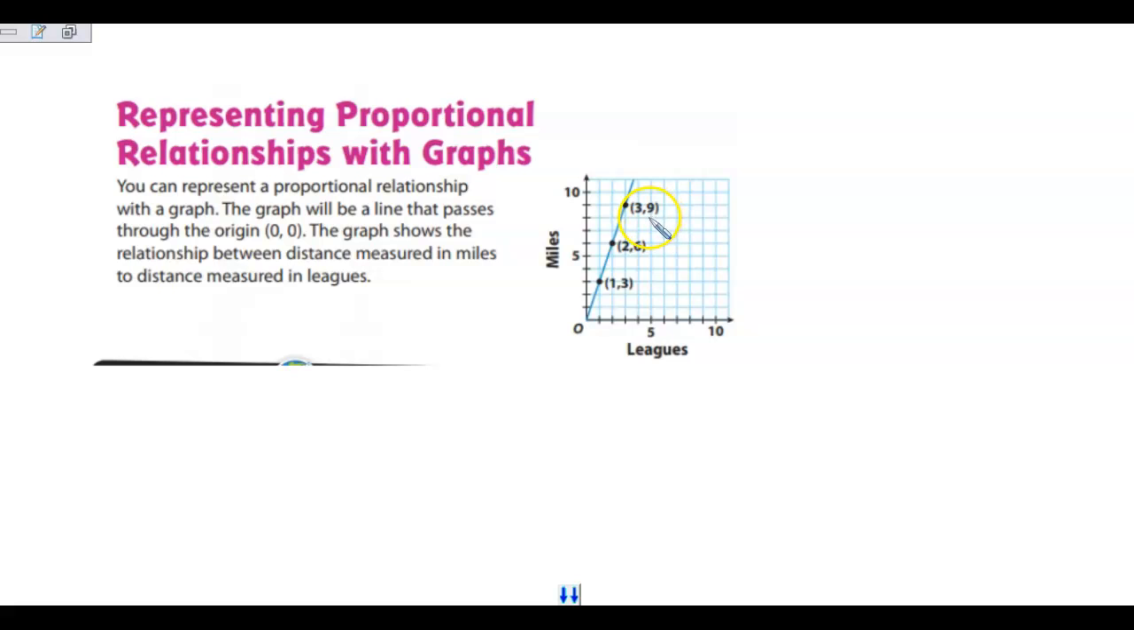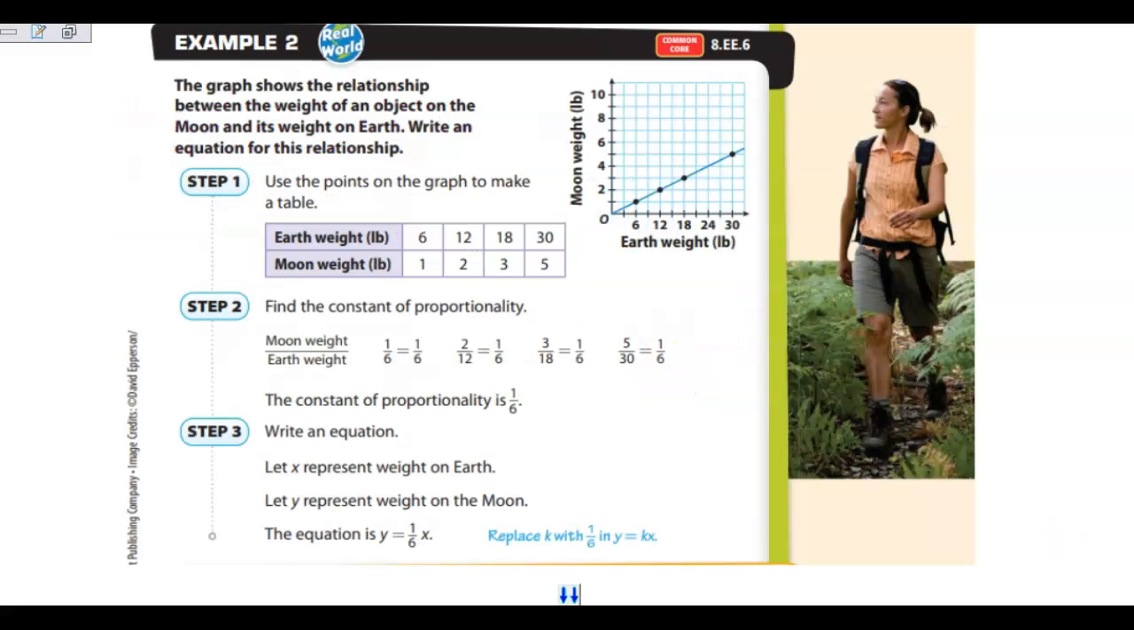It is measuring the distance measured in miles and in leagues. So the y-axis is the miles, the x-axis is the leagues. For example 2, it says the graph shows the relationship between the weight of an object on the moon and its weight on Earth. Write an equation for this relationship.